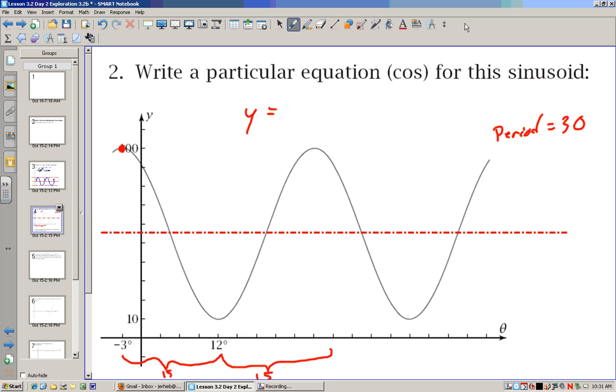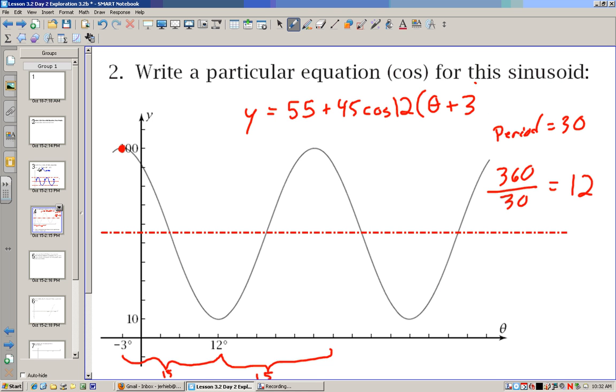All right, so let's start writing the equation. The sinusoidal axis is at 55. We go up 45 and down 45 from that. So 45 is going to be our amplitude times the cosine of the horizontal shrink. Well, it went from 360 to 30. So if I want to find out what I shrink this by, I would divide it, and it looks like 12. So it's shrunk by a factor of 12, and I have moved it to the right, so it'll be plus 3.